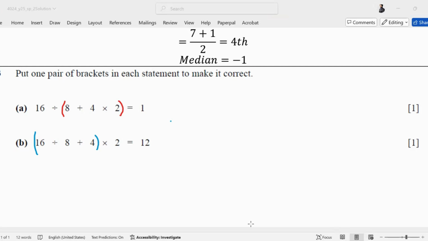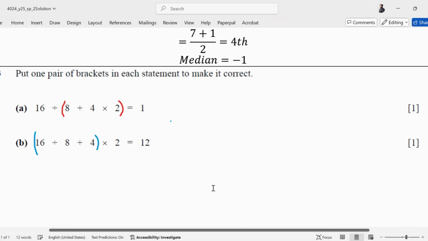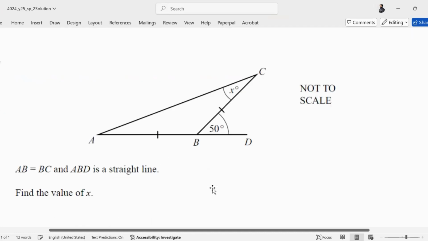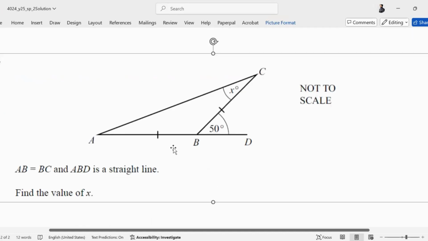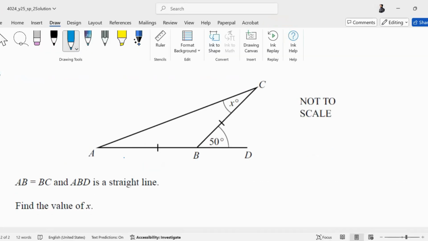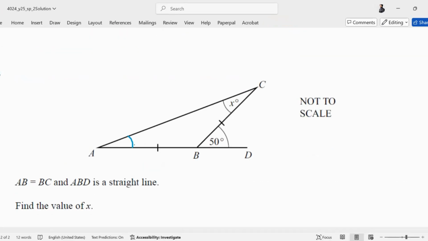So moving on to question number 4. The question wants us to find the value of x. Now, as they have marked these two lengths the same and they have mentioned that AB is equal to BC, it's an isosceles triangle. And if this is x, this will also be equal to x.